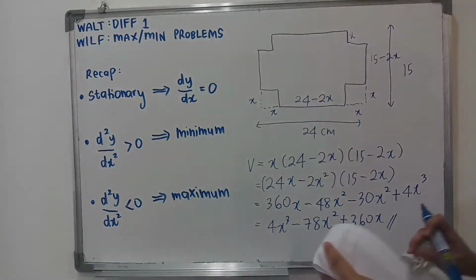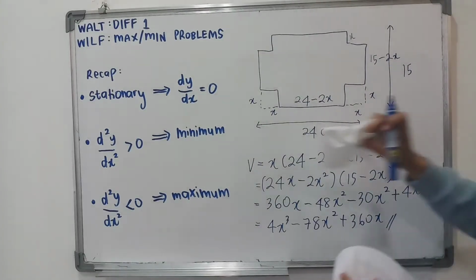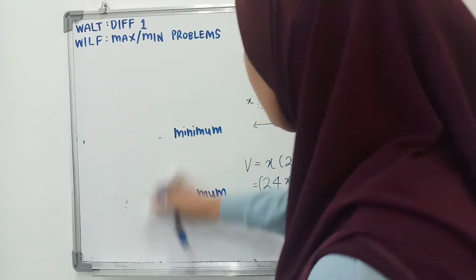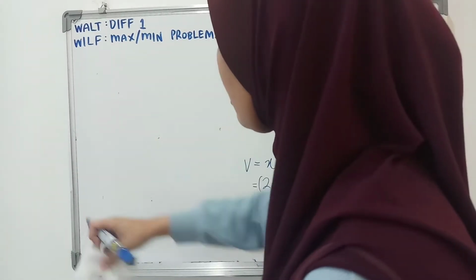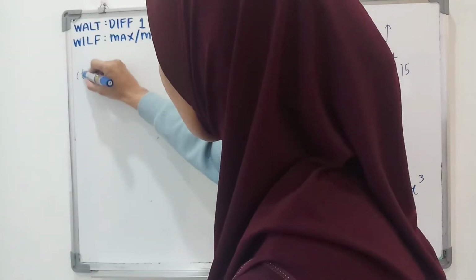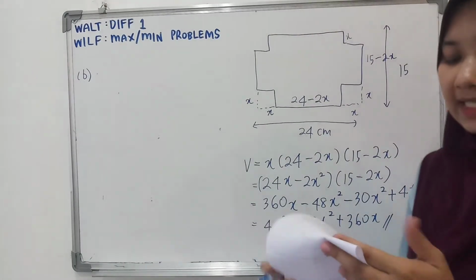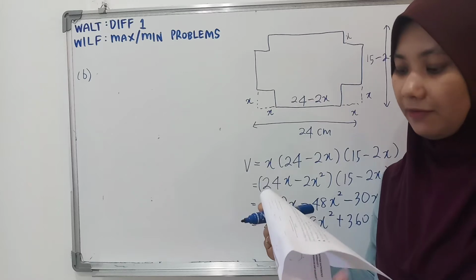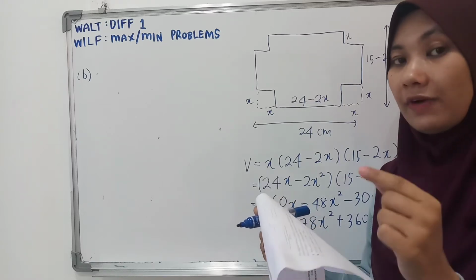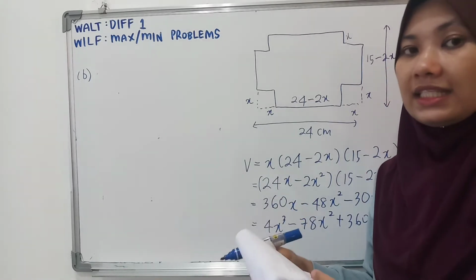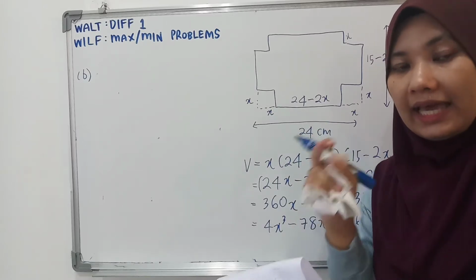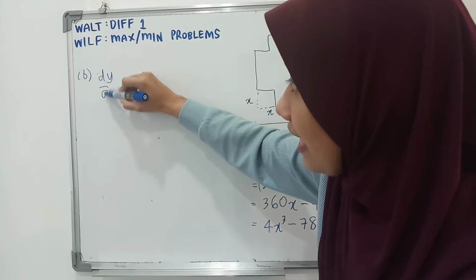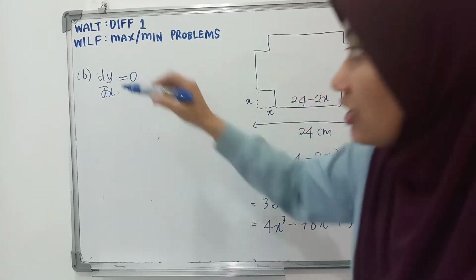Okay, so now question B. This is question A settled. Question B. Let's do it here. Okay, so question B. Find the stationary value. The keyword here is stationary value of V and the value of x for which this occurs. Find the stationary value. Stationary value, remember, occurs at dy dx equals to 0. So we know that dy dx must be equals to 0.